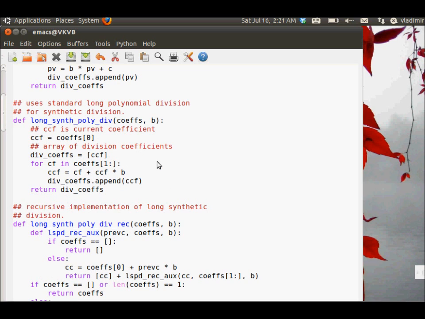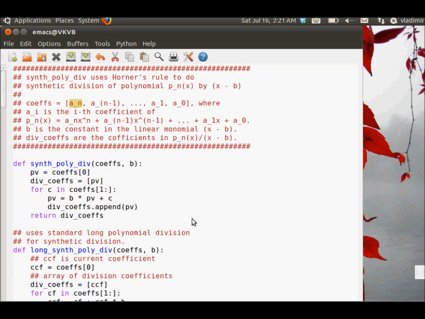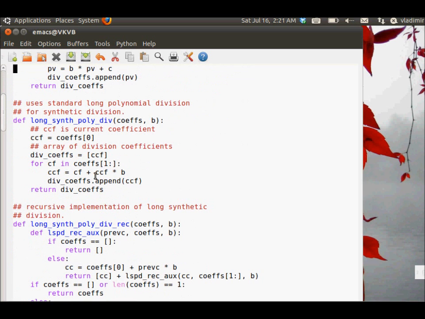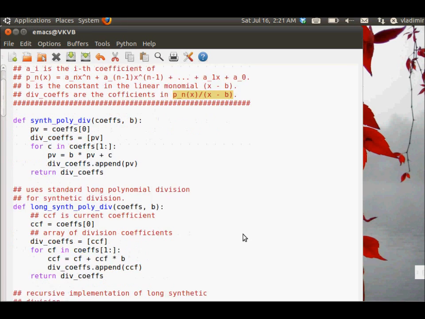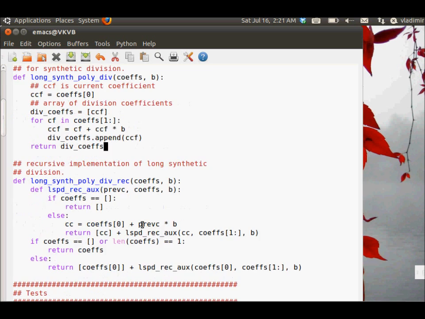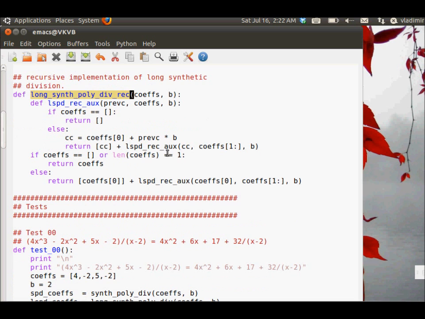So we're not going to talk about this, but the next function is the iterative implementation of the long division, the synthetic division. So we have coefs, we have b, we have the current coef, which is initially set to the nth coefficient, and then we just compute the current coefficients and put them into the array div coefs and return div coefs as we did in the pseudocode. And this is another implementation of long division that does synthetic division, but this implementation is sort of this Lisp style recursive implementation.